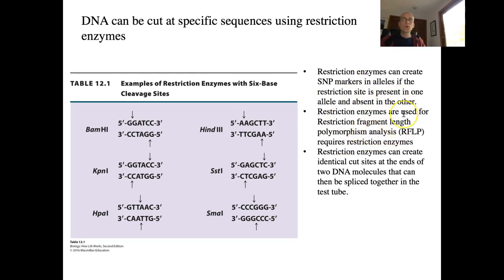So if you look back to, I think it was 2 lectures ago, we talked about making these markers, using these markers, what a SNP is, what an RFLP is. In that context, I talked about restriction enzymes, and so here we have them again. Restriction enzymes can also create identical cut sites on the ends of 2 DNA molecules.